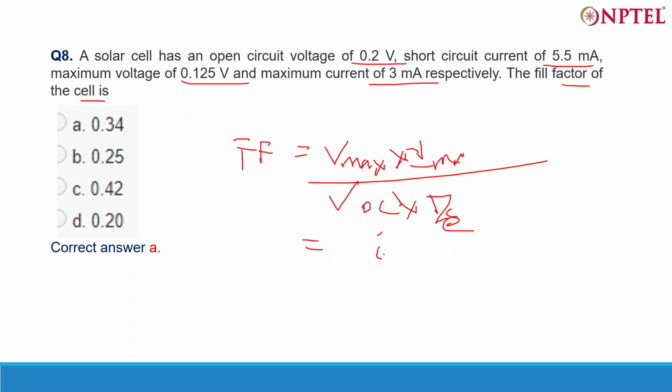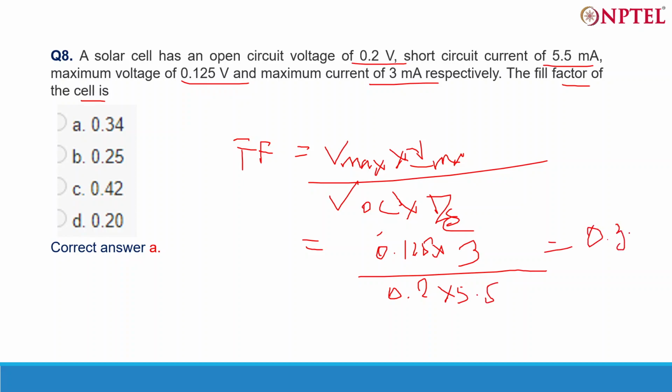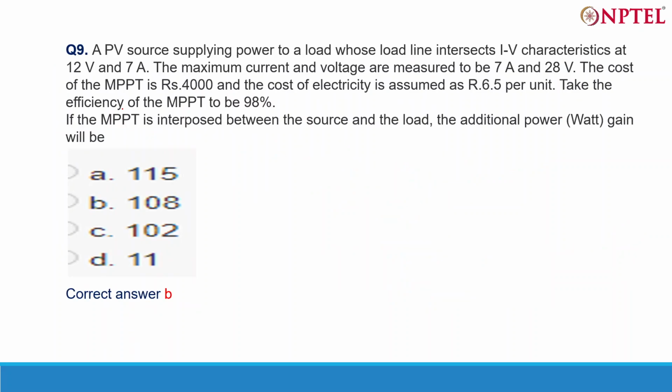So maximum voltage of 0.125 into maximum current of 3. Mind the units; the units should be the same above and below. Open circuit voltage is 0.2 and short circuit current is 5.5. So this comes out to be around 0.34. So the fill factor is A. Similarly, you can easily do these types of questions.